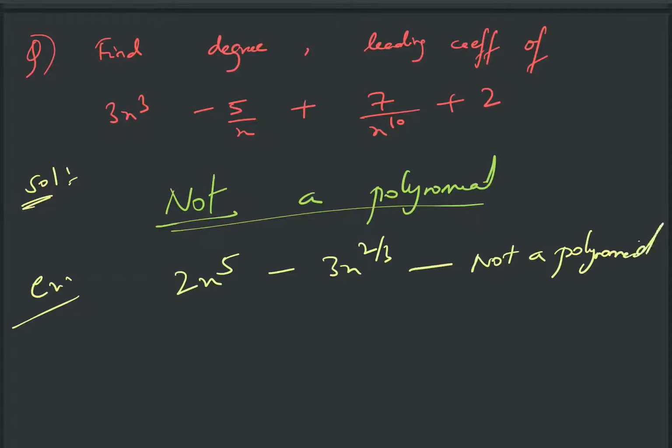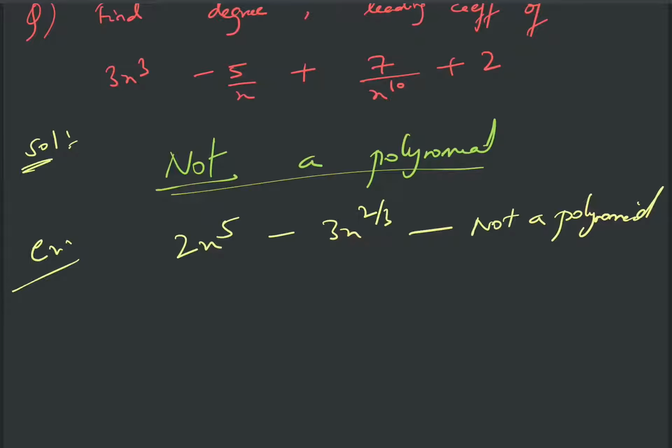Not a polynomial, because the degree of any term should be a whole number in a polynomial. You can't have degree 2 by 3, you can't have degree minus 1, minus 10 and so on, right? So this is also not a polynomial. Now we are very clear with what is a polynomial, what is a degree, right?